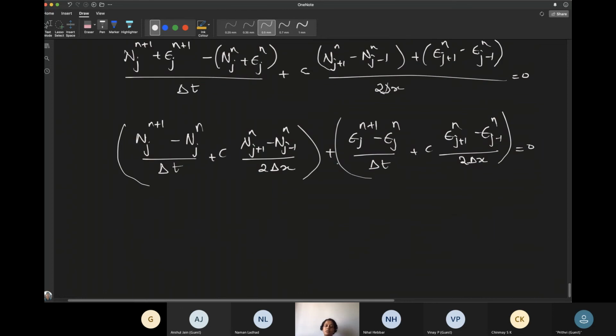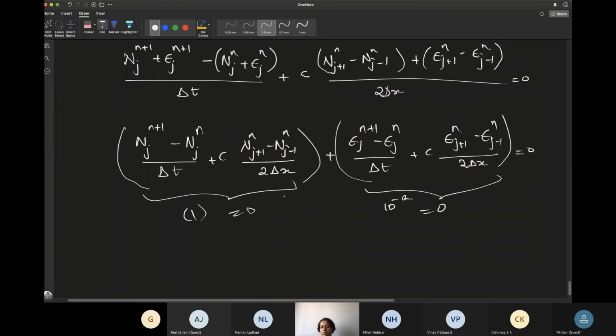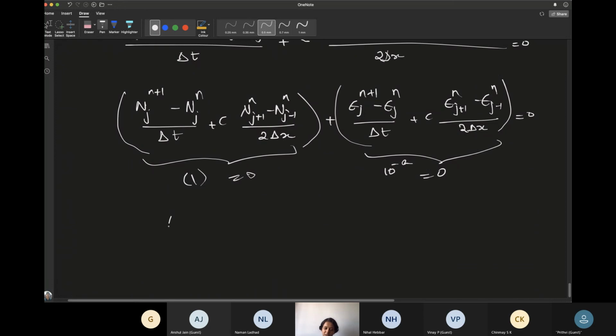So now each of them must individually be 0 because they are of different orders. Say this is of order 10 power minus a and this is of order 1, then this must individually be 0 and this must individually be 0. So we have two different equations from here, each of them going to 0 individually.